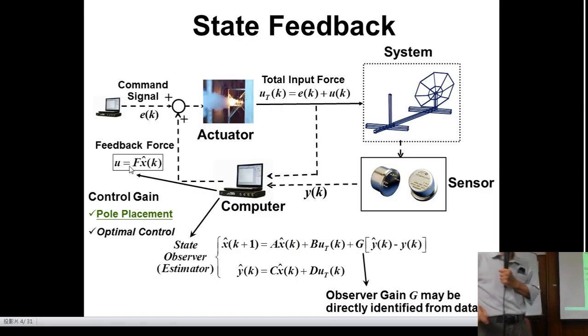We'll show you several different methods to do that. One of the methods is called pole placement. That's what we are going to do in this class. The next one will be optimal control. So basically, I will introduce these two different techniques, pole placement and optimal control, to compute the F, the gain we are going to use.